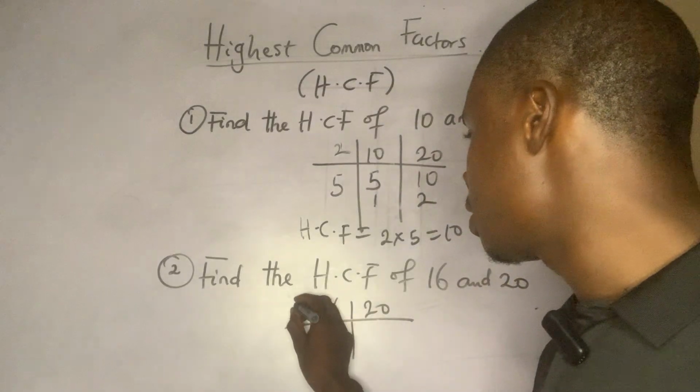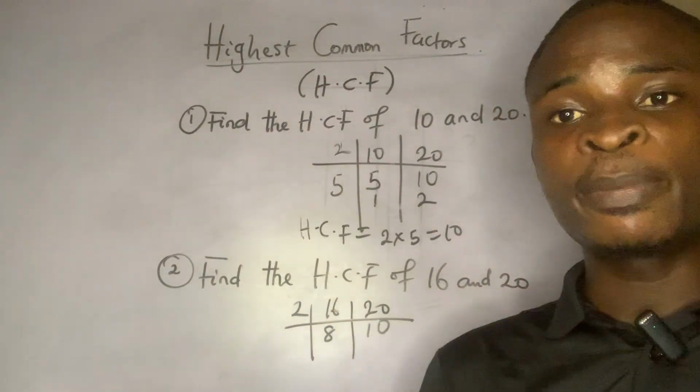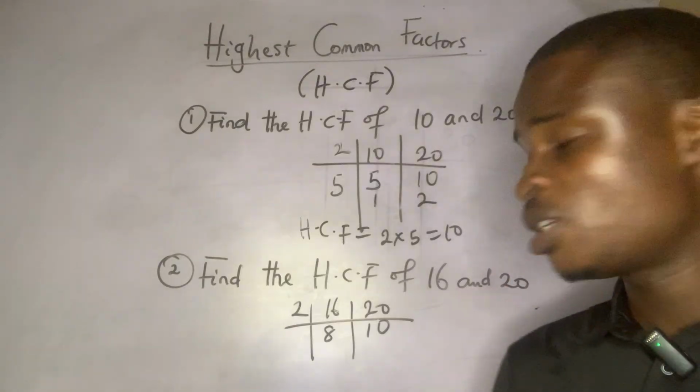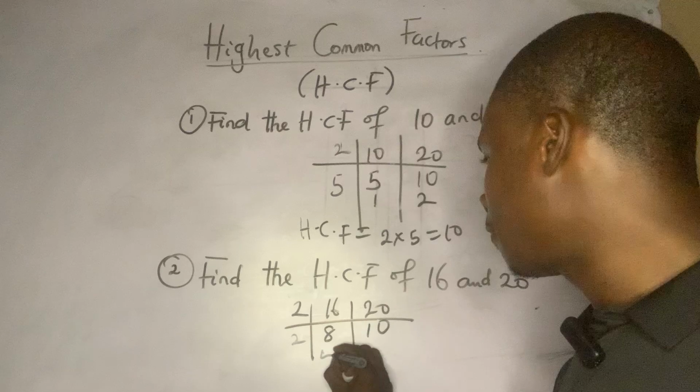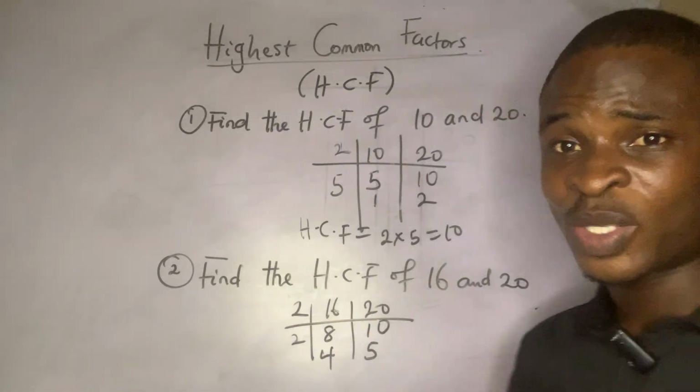So 2 in 16 is 8, and 2 in 20 is 10. Any prime number that I can still use to divide the two of them at once? Yes, I can still use 2. 2 in 8 is 4, and 2 in 10 is 5. Is there any prime number that I can use to divide the two of them at once again?